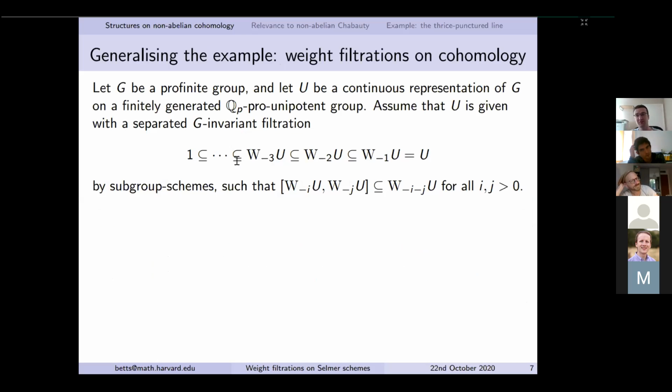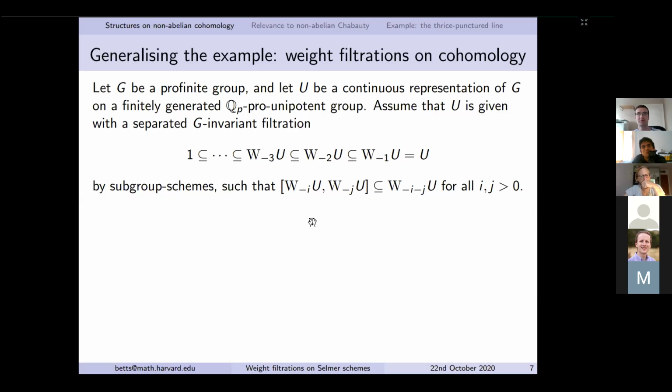So here's a general construction which achieves what I was doing previously, but without any assumptions of two-step unipotency or vanishing of coboundary maps. Let's now have a representation of a pro-finite group on a finitely generated Qp pro-unipotent group, or if you prefer, just Qp unipotent is also fine. But you can do some things in infinite dimensions. And let's suppose that our group U is given with a filtration by subgroups, which I'm going to denote with W, because in my mind, I intend this to be like the weight filtration on a fundamental group.